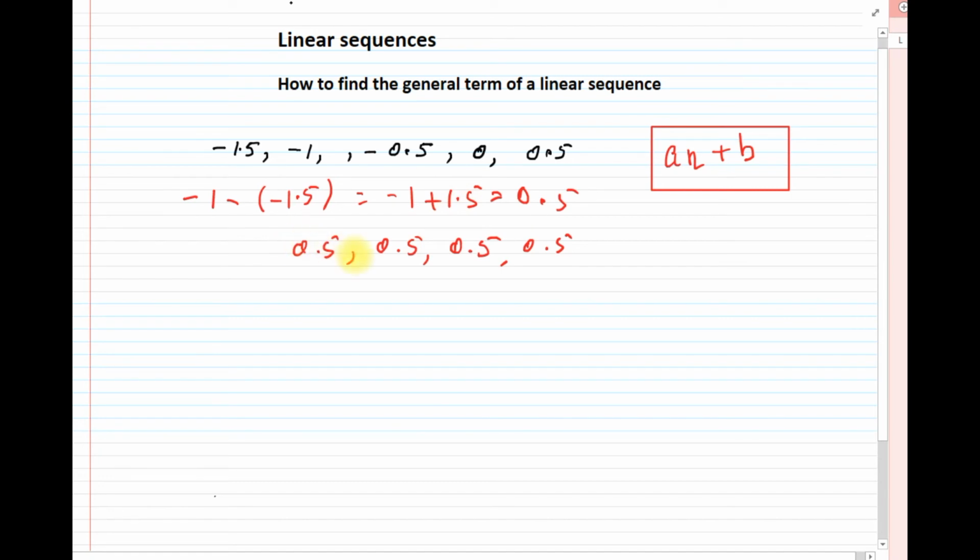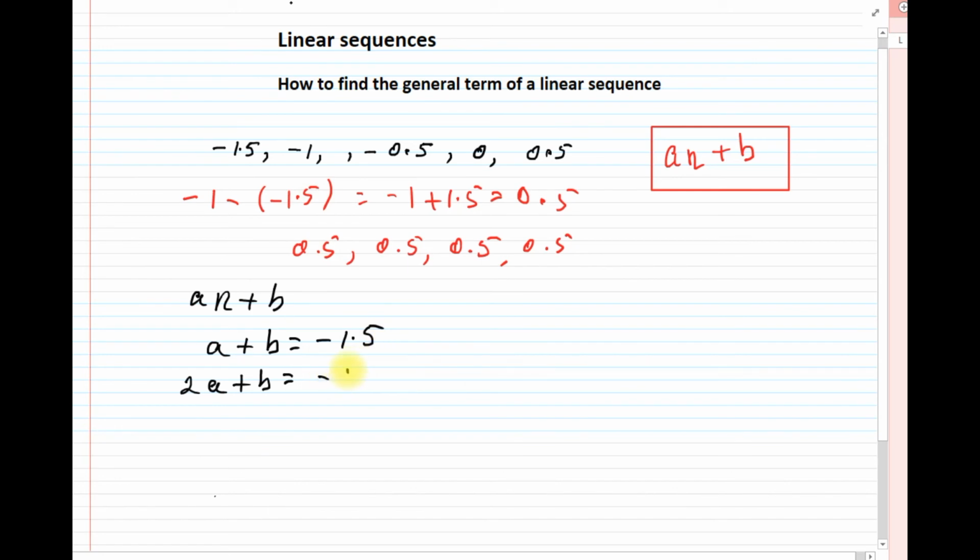Now, if the first differences are all the same, our sequence is linear, and the linear sequence can be written in the form of an plus b. So this is the general expression for our sequence. And we have to work out what a and b are. For n equals 1, I'll get a plus b, and that is equal to my first term, which is minus 1.5. For n equals 2, I get 2a plus b, and that is equal to minus 1, which is my second term.